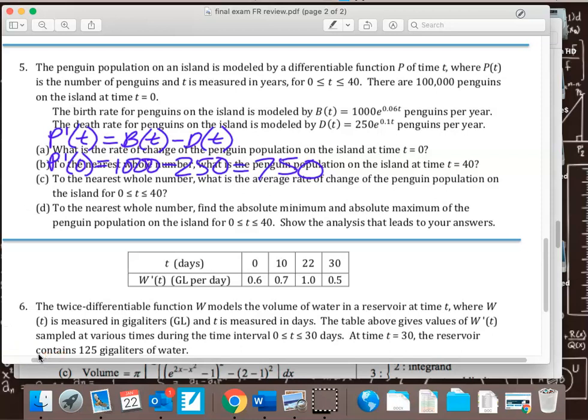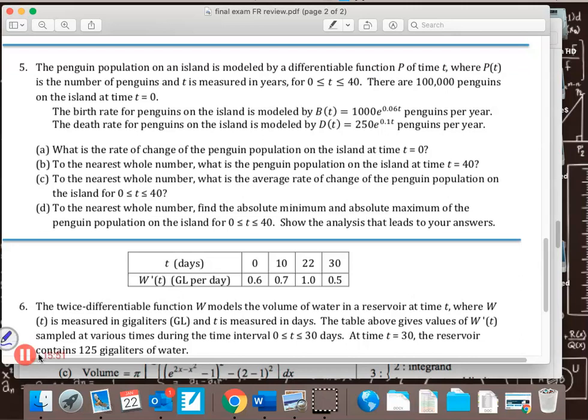So part B, to the nearest whole number, what is the penguin population at time 40? This is, to me, the most important part of the question. So we want to find a function for P of t. I'm going to try to squish this in here so that you can see it. Yeah, this is a PDF, I can't change it. So P of t, well, let's see. It's how many penguins we started with. How many did we start with? We started with 100,000 penguins.